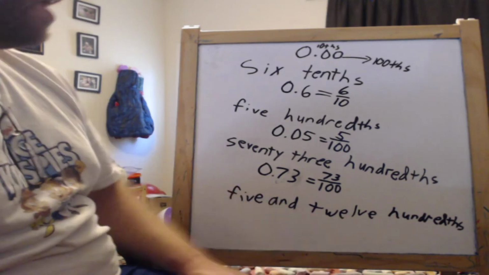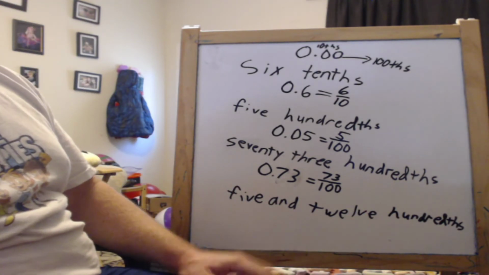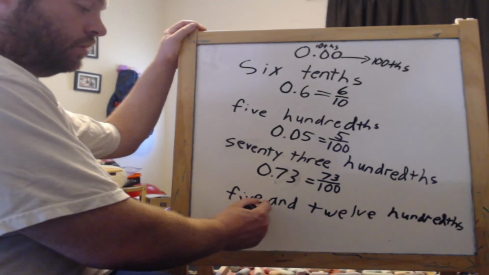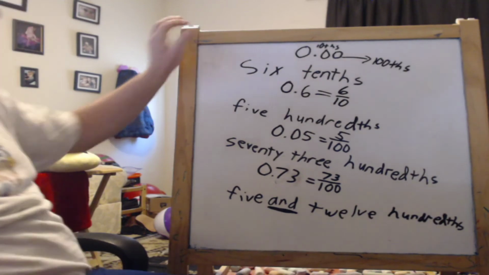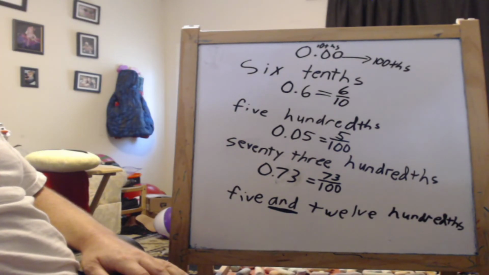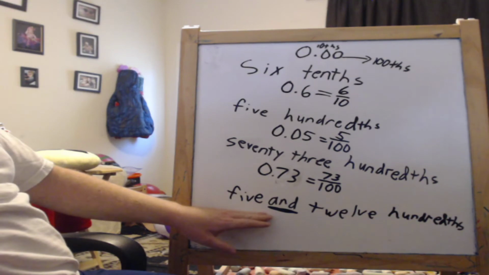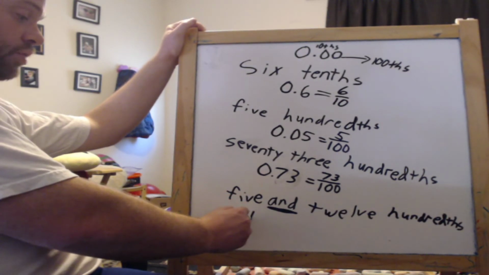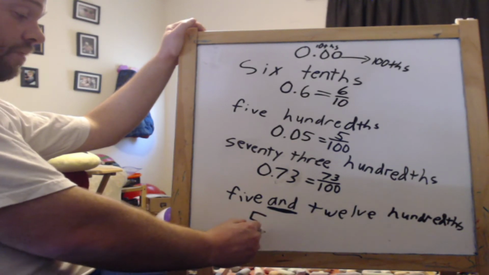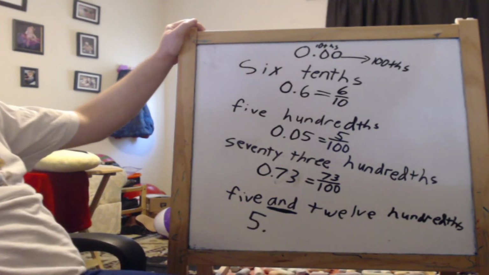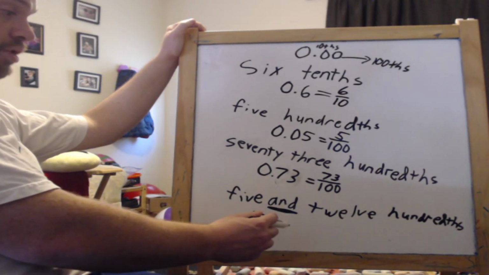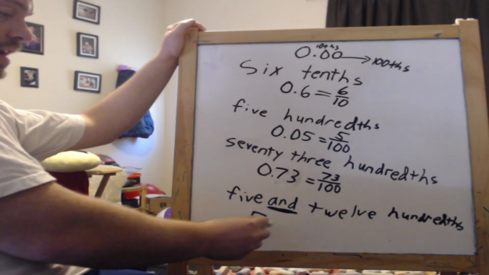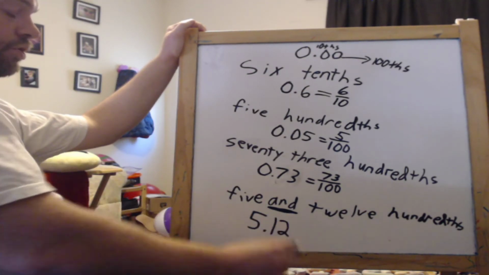And now we have 5 and 12 hundredths. Okay? So I want to just mention that the "and" always means a decimal. So 5 and 12 hundredths means that the 5 is a whole number. And it would be 5, and is a decimal. And then 12 hundredths, I have to make sure that the 12 ends in the hundredths place, which is the second one. So it would be 5.12.